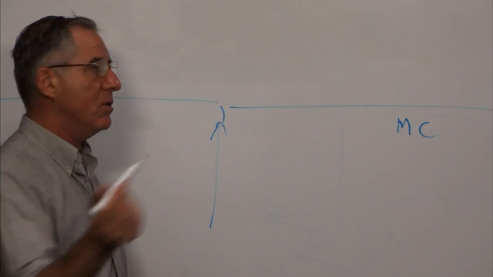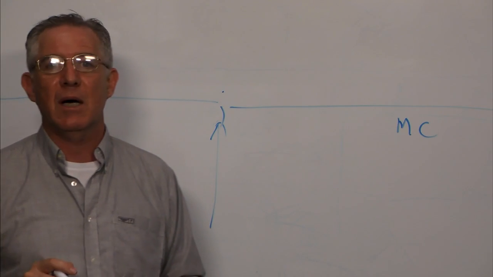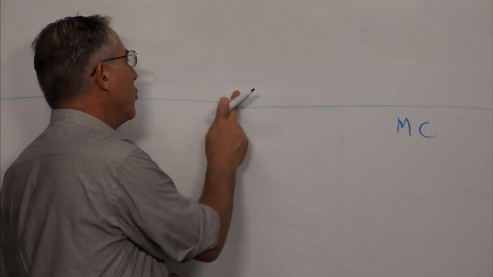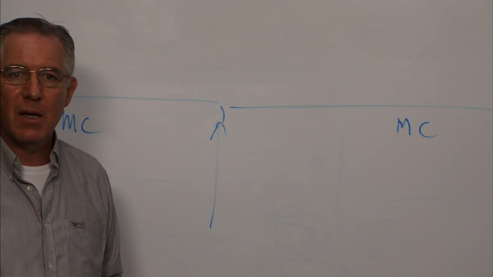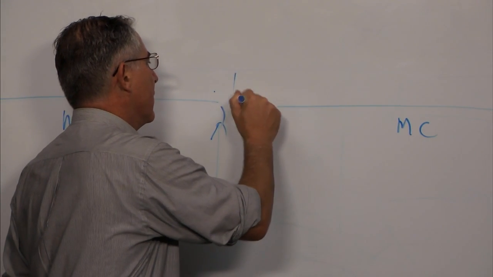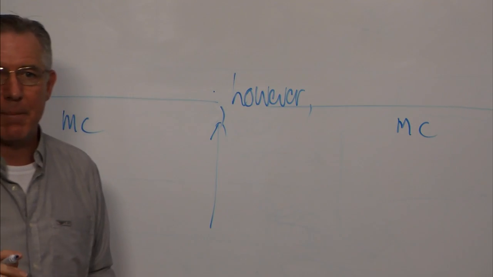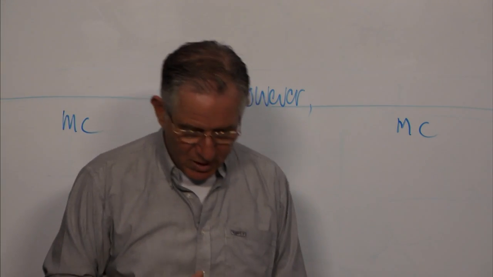What we need is a semicolon, or a coordinating conjunction like and or but, since, or a connective like however, and remember the rule, it's always however, comma. All right, that's what this slide is telling you about.